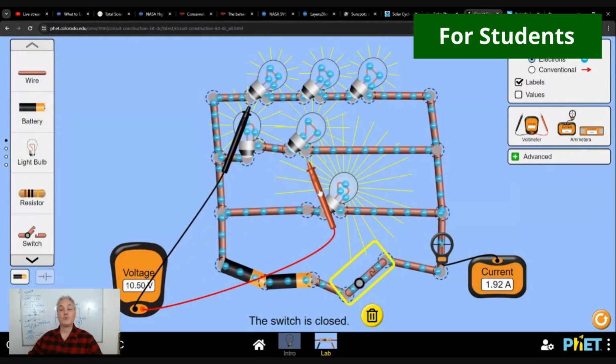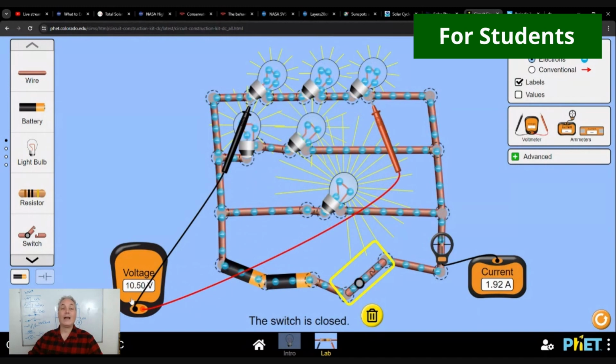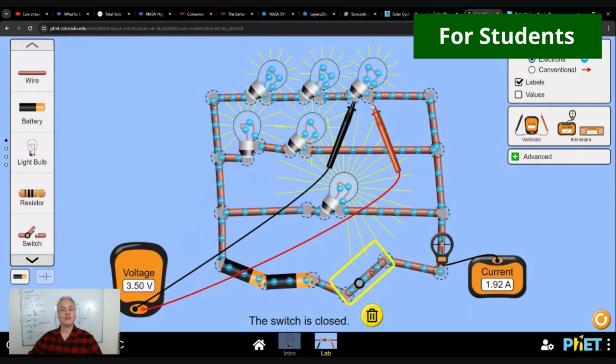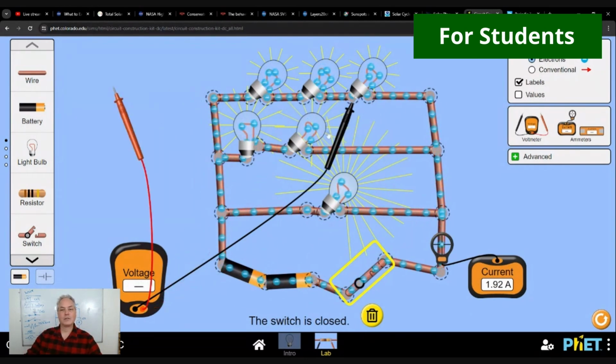And in the third branch, the electrons do have 10.5 volts as a whole because that's the total energy they have, but they have to divide the energy. So each of the bulbs has 3.5 volts. Now that's the first thing. Next one, let's see what else we can say.